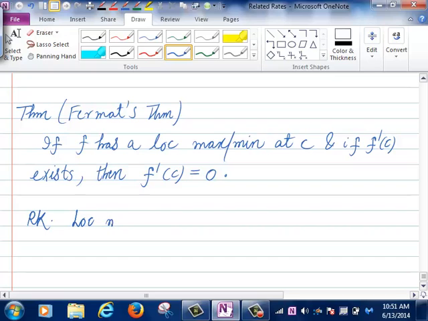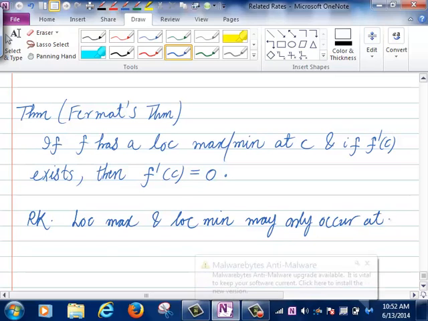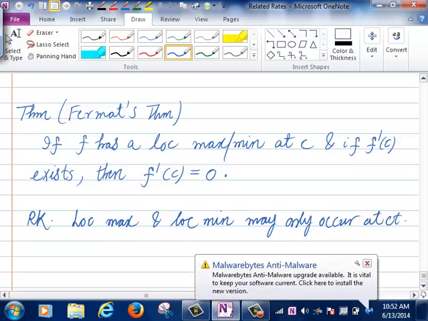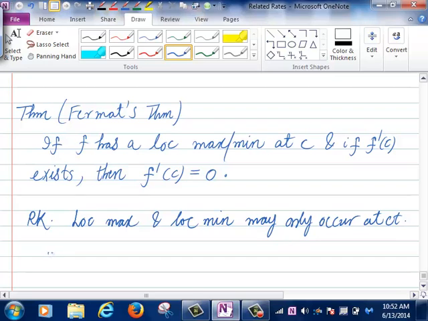Local max and local min may only occur at critical points only.